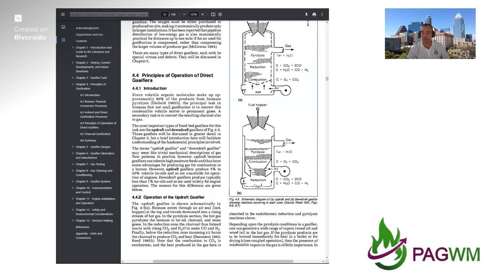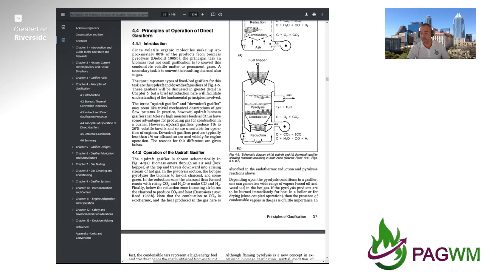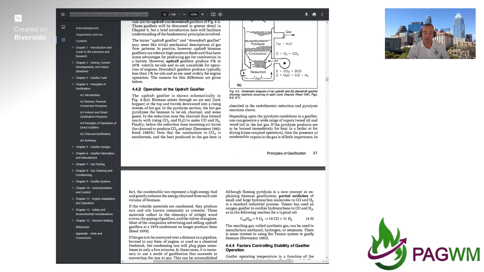And you can see that from here. Depending upon the pyrolysis conditions in a gasifier, one can generate a wide range of vapors, wood oil and wood tar, in the hot gas. If the pyrolysis products are to be burned immediately for heat in a boiler or for drying, close coupled operation, then the presence of condensable vapors in the gas is of little importance. In fact, the condensable tars represent a high energy fuel and greatly enhance the energy obtained from each unit volume of biomass. If the volatile materials are condensed, they produce tars and oils known commonly as creosote.